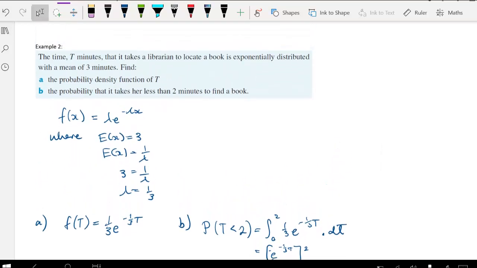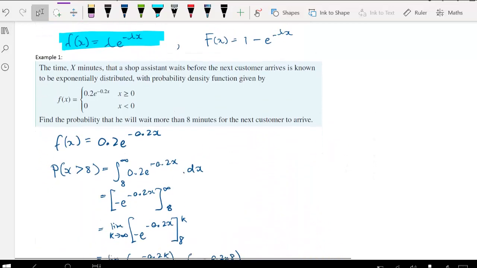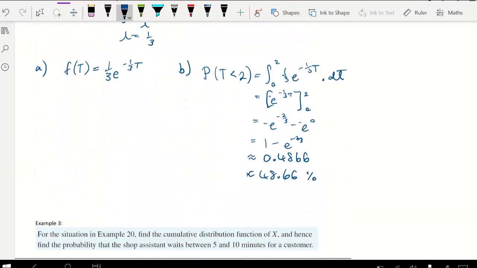Okay, so another nice easy example. You can see how easy it is to find lambda now that we understand its relationship with the mean and the standard deviation, and how easy it is to find that probability of it being less than 2. We could have also used the cumulative distribution function up here, this 1 subtract e to the negative lambda x. You can see how that correlates.